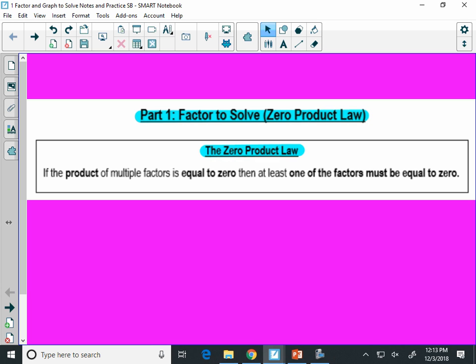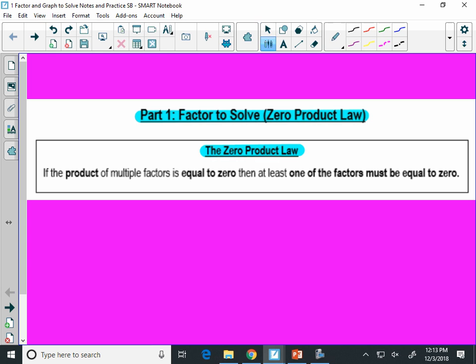To solve. That's our first method of the day. Factoring to solve means you're going to use what's called the zero product law. We actually used it a couple times last unit, like on that bonus question on your test, where you had to factor a quadratic, then you set each factor equal to 0.